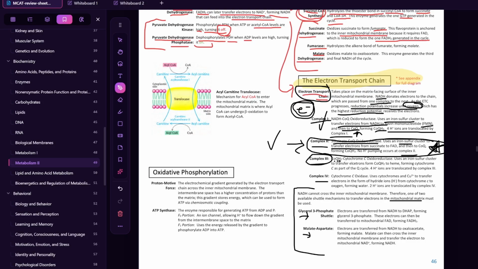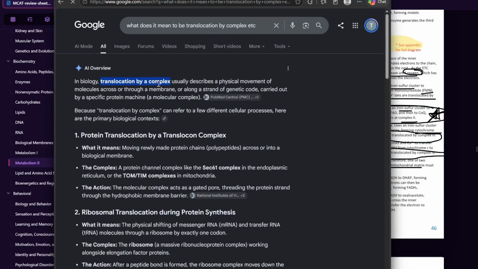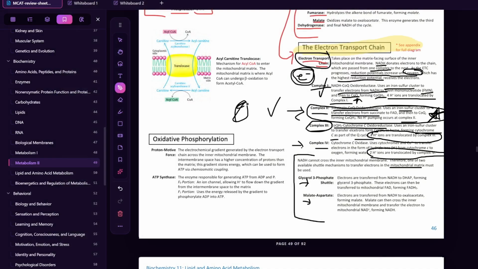And then complex 3, this is the name, remember that, we saw that earlier. It's able to form cytochrome C as part of the Q cycle, and H+ ions are translocated by complex 3 as well. There are H+ ions being translocated by complex 4. So basically, to be translocated by a complex describes the physical movement of the molecules across the membrane. As you saw in the picture, you had the complex, and then you had H+ being pumped out of it, and that's translocation.